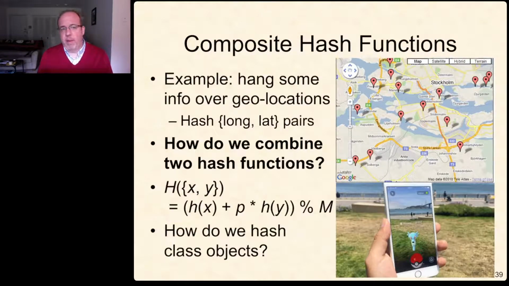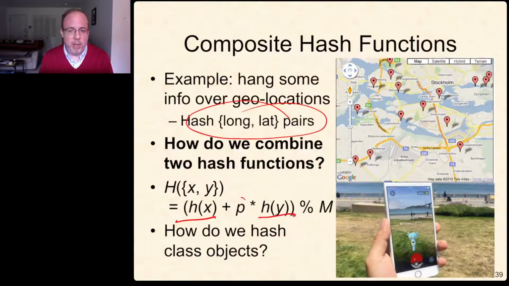Okay, this gets to why we might want to worry about creating our own hash functions. For example, suppose we wanted to map all of the places that are currently providing takeout in Ann Arbor. We would put dots over individual geographic locations, and we would want to hash the longitude, latitude pairs, or hash the XY coordinates in our map. So how do we combine those two functions? Well, one way is that we can hash the first value, hash the second value, multiply it by some interesting number, probably a prime, and take its modulus.